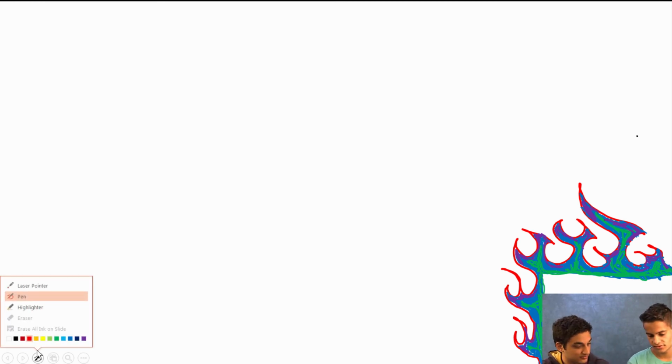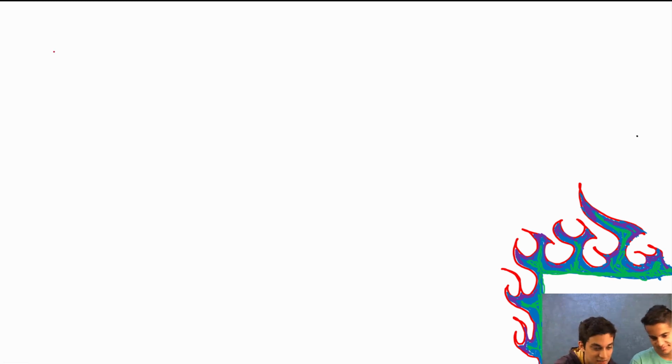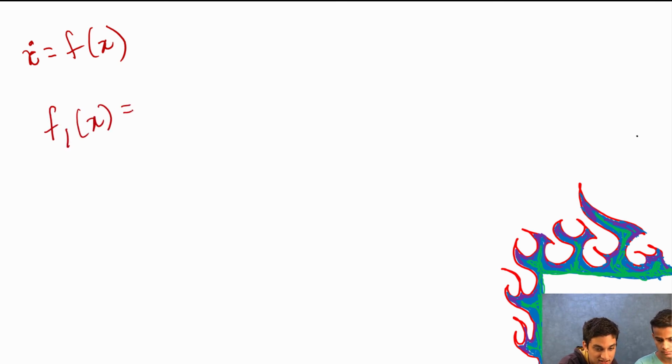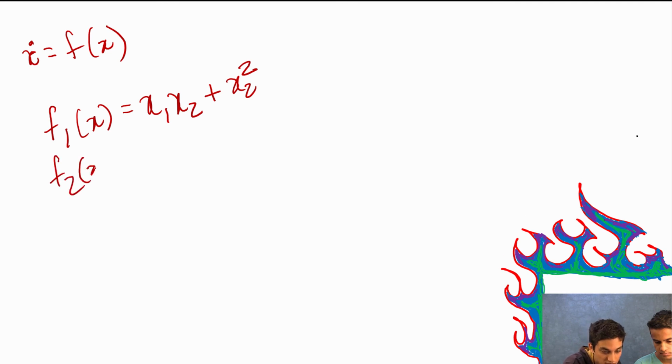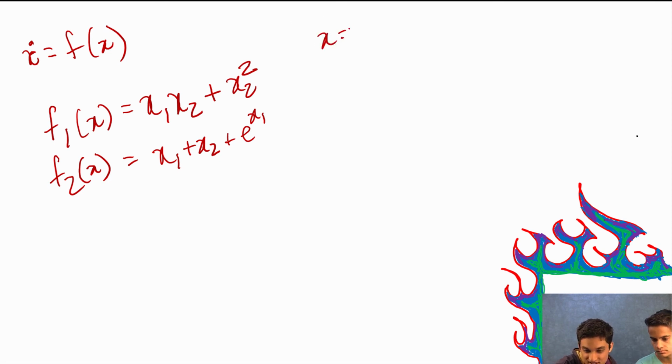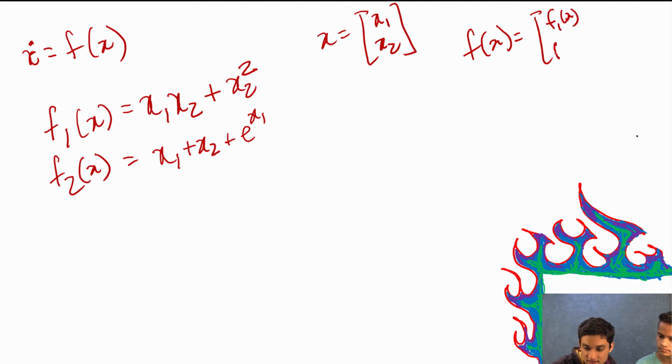Cool. Now we're going to try and do an example of what we've just done. So let's say we have a system of the form, let's do maroon, x dot is equal to f of x. So there's no input. And we have f1 of x is equal to x1 x2 plus x2 squared, and f2 of x is equal to x1 plus x2 plus e to the x1. Extremely contrived. What we mean by x, just to clarify, is this vector x1 and x2, and f of x is equal to f1 of x and f2 of x.